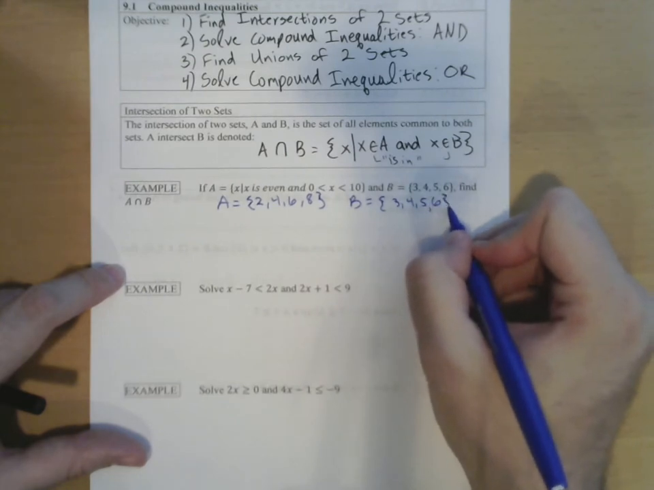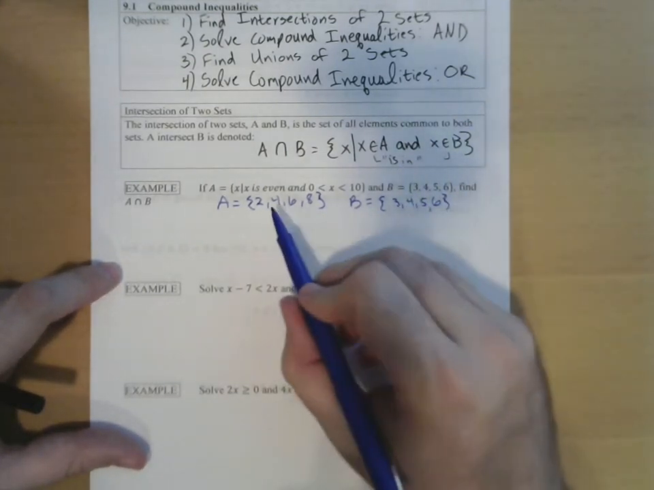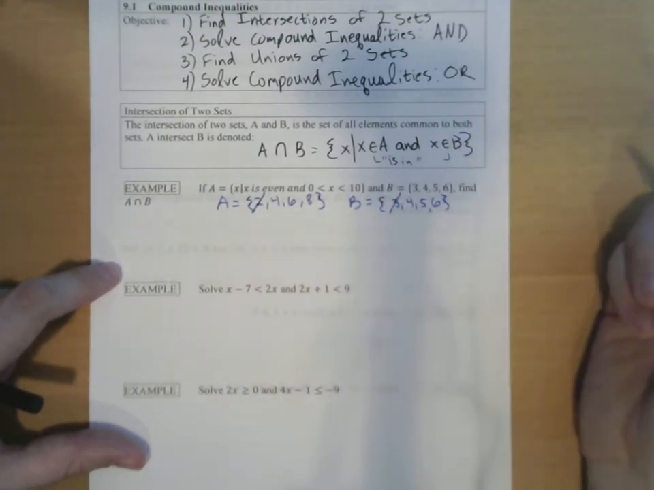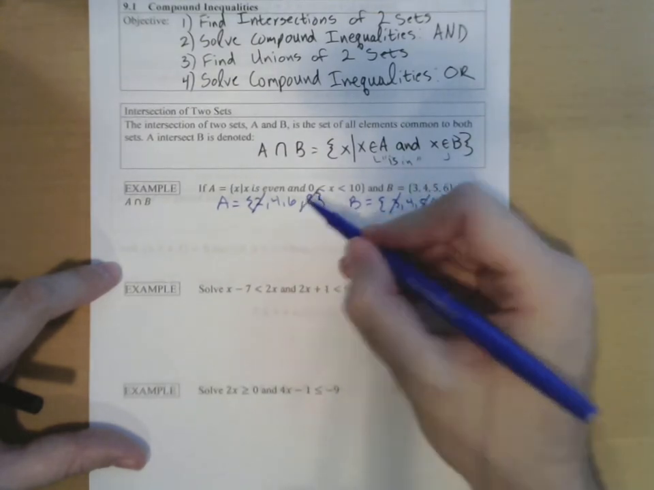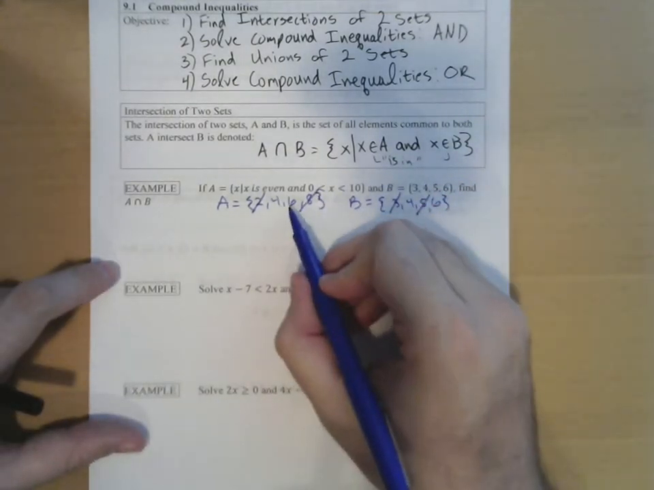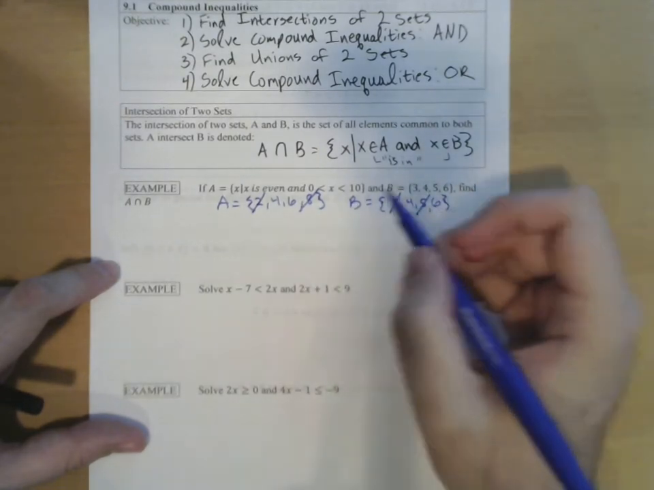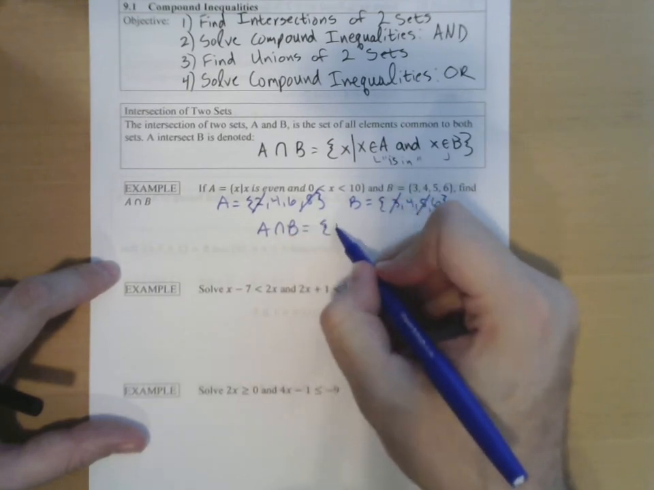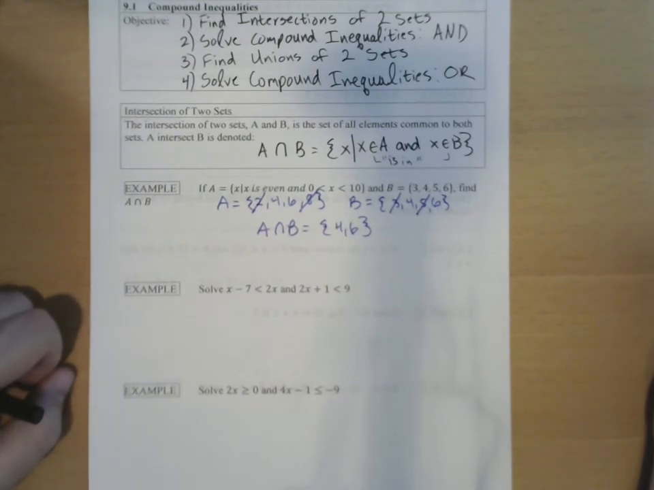Just rewriting it there. And so the way that I like to do this is just cross out things that aren't in common. So there's no 2 in B, there's no 3 in A, there's no 5 in A, there's no 8 in B. And so if you do it by elimination like this, you'll be left with what your intersection is. So A intersect B is the set 4, 6. And that's it.